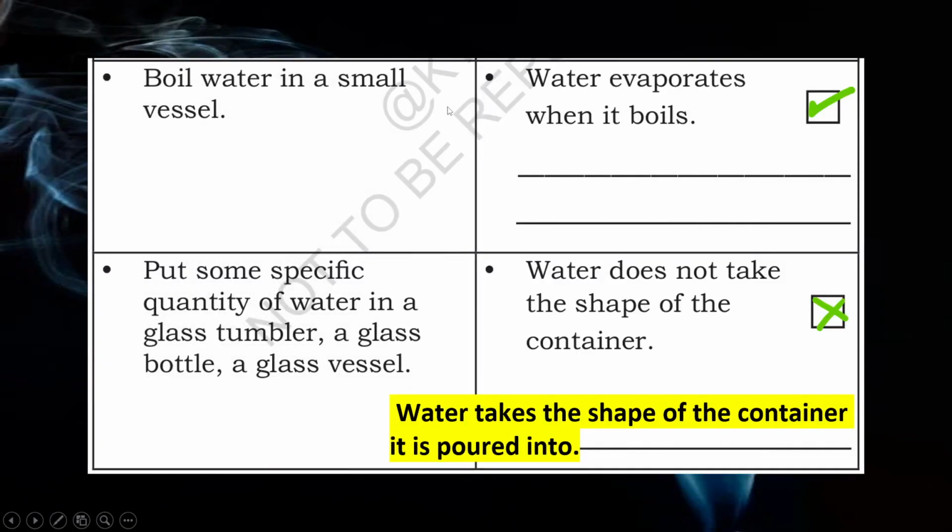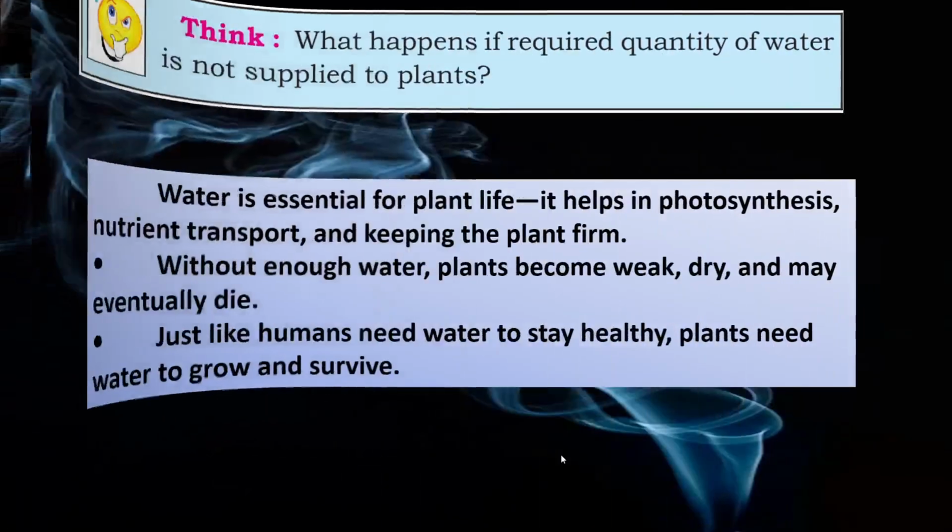Boil water in a small vessel. Water evaporates when it boils. True. Put some specific quantity of water in a glass tumbler, a glass bottle, a glass vessel. Water does not take the shape of the container. False. Water takes the shape of the container it is poured into.